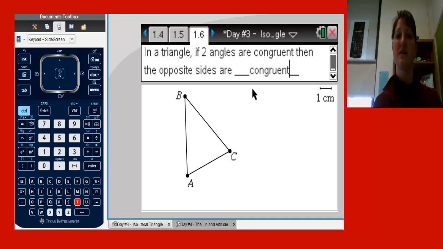If you have an isosceles triangle, then you have two angles that are equal or two sides that are equal. If you know that you have two angles that are equal, then you will have two sides that are equal.